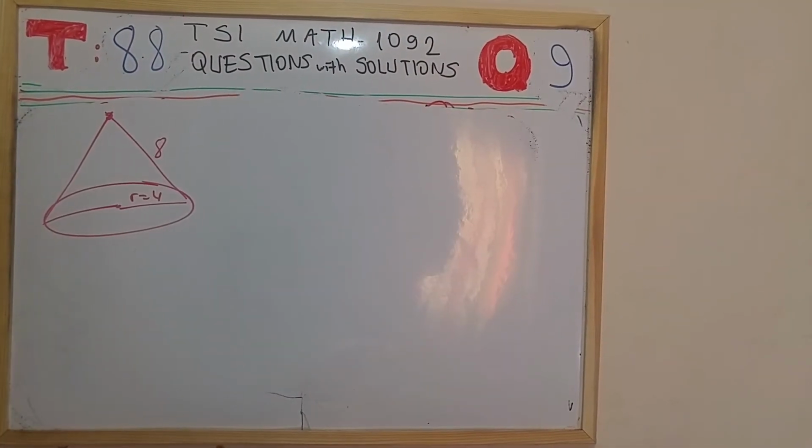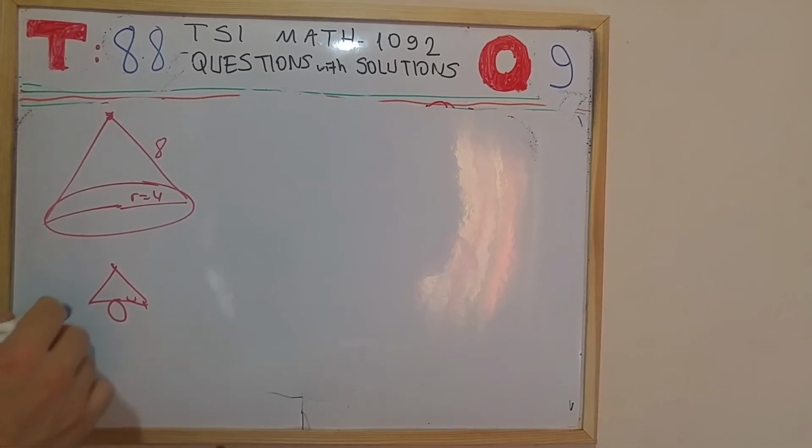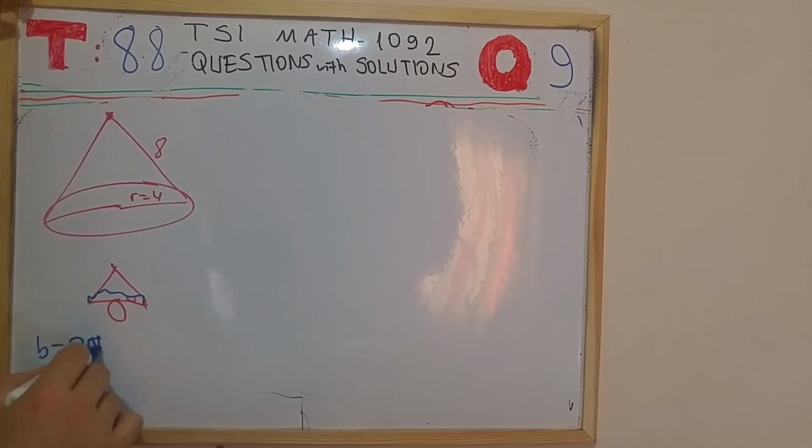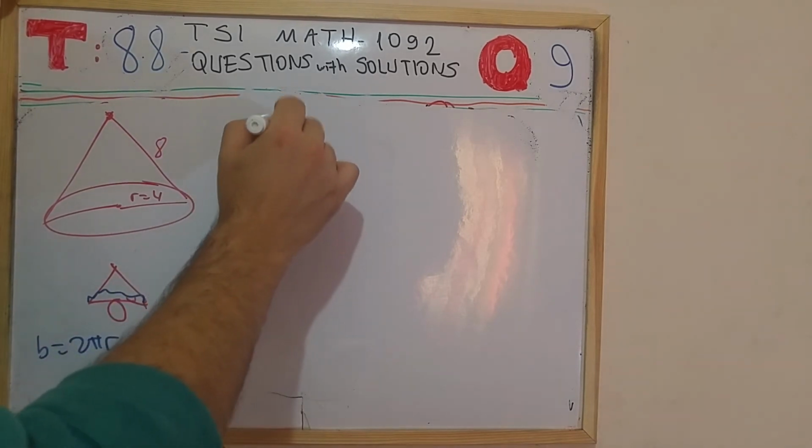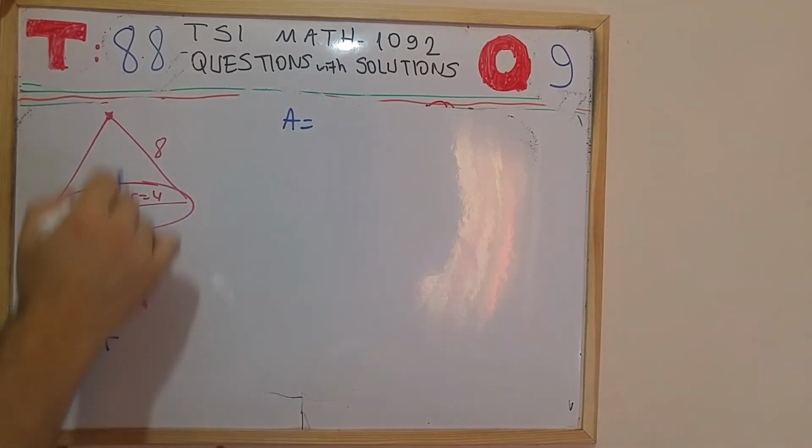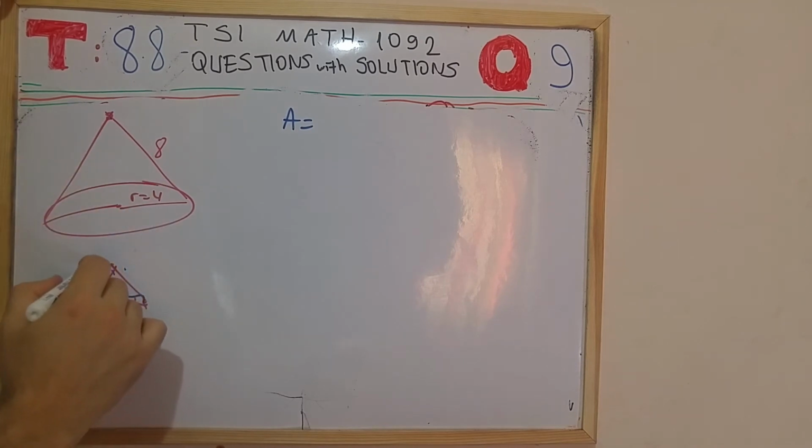When I cut this cone, what I have for the area would be a triangle and a circle surrounding it. So a triangle surrounding the circle. So the base of this triangle would be equal to the perimeter of the circle. So this base is equal to 2 pi r. And the height is the height that we have, 8. This is going to be 8.